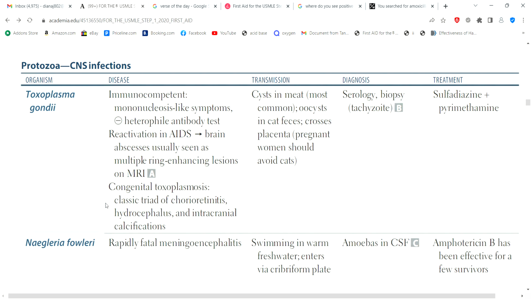And these are areas of brain abscesses, okay? Brain abscesses, seen as multiple ring enhancing lesions.